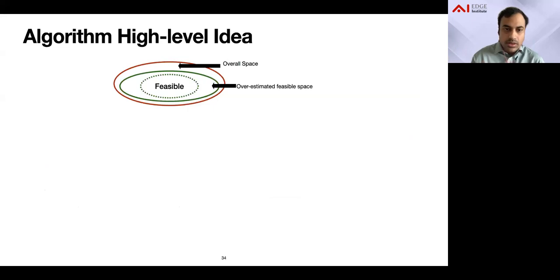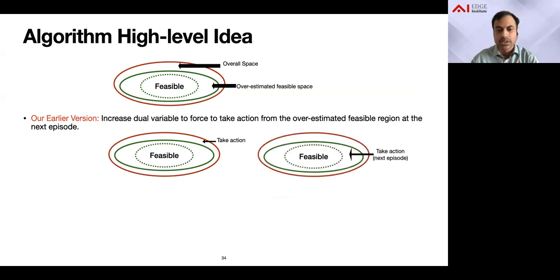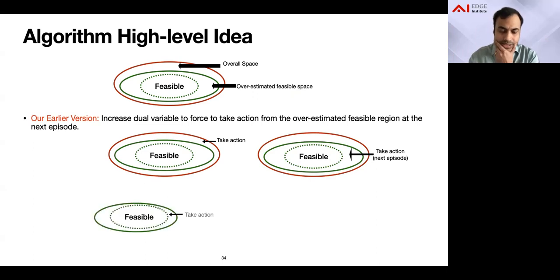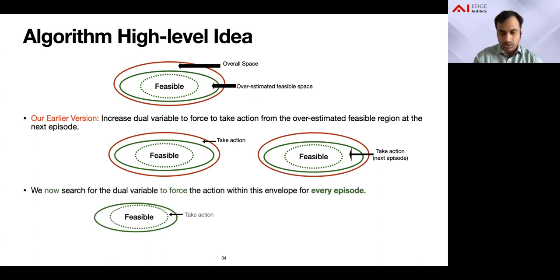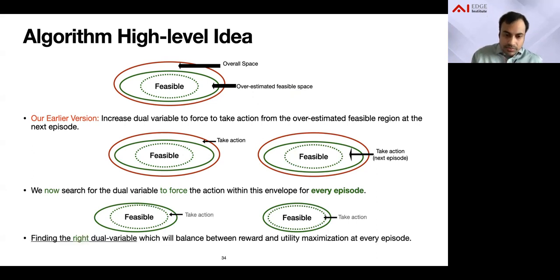Now, what is the high-level idea behind this algorithm? Previously, when talking about soft violation, if we take an action in this red region, we increase the dual variable, so that eventually I will take actions within this envelope. But what we are doing right now is forcing that at every episode, we are not waiting for the next episode. At every episode, you have to take action within this envelope. Your policy has to be within this envelope. And how do we do that? We find the right dual variable match within each episode. I'm not going into the details, but this is the high-level idea of how we achieve this hard constant violation bound.